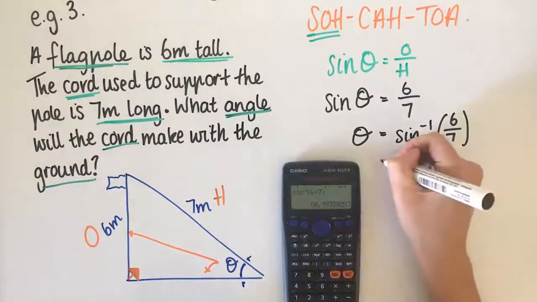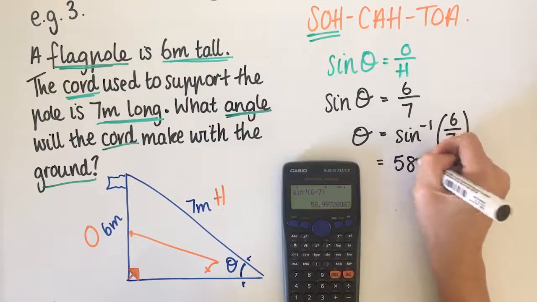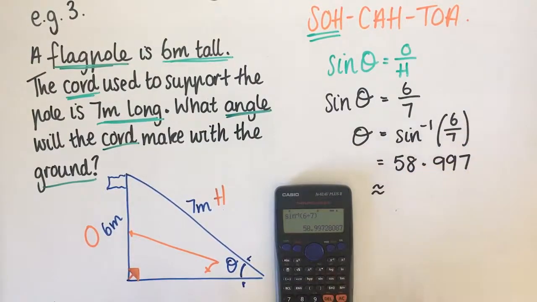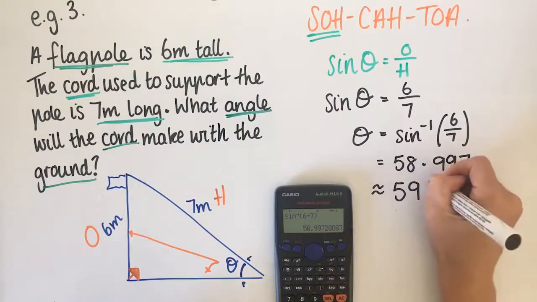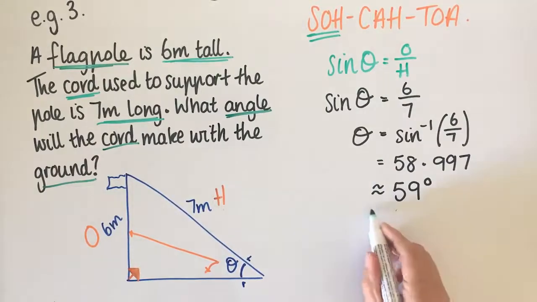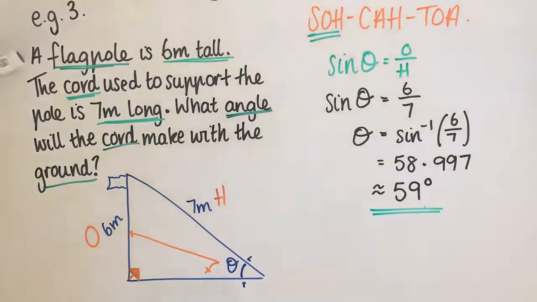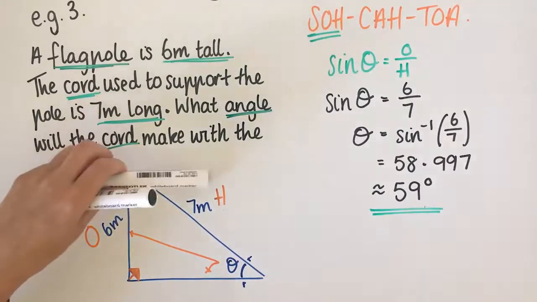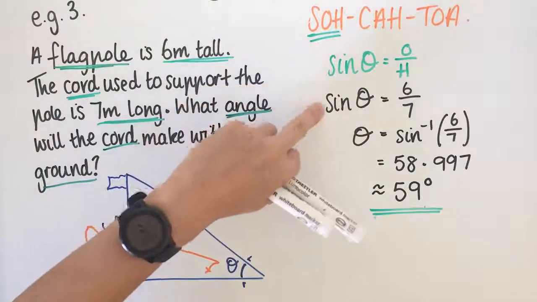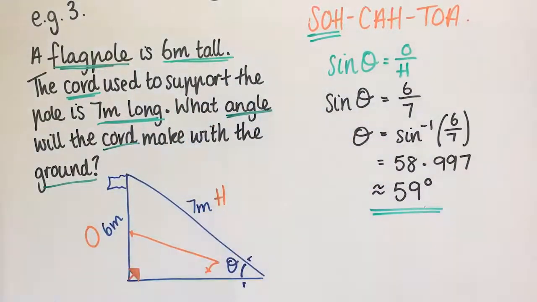And that is going to be 58.997, and if I'm rounding to the nearest degree, which is generally what we do, it's going to be 59 degrees. So that is the answer for this question, 59 degrees. So we chose key information, we drew a labeled diagram, we used our sides to decide which ratio we need, and then we rearranged and used an inverse because we were trying to find an angle.